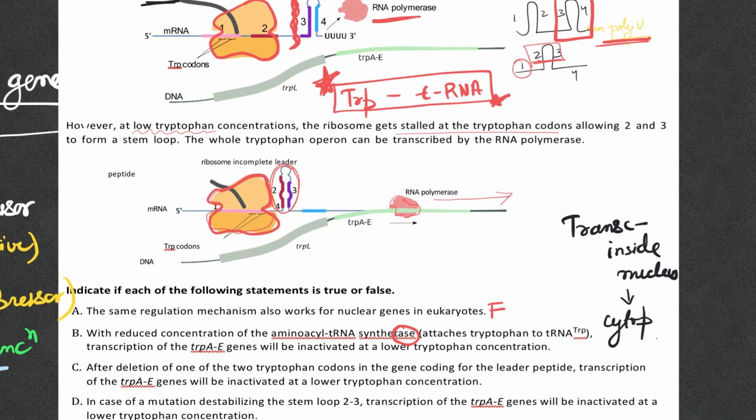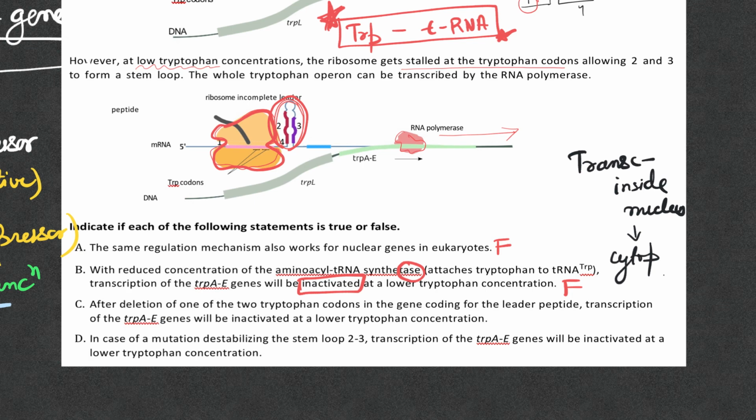If it is waiting for it, 1 will be busy, 2 and 3 will form a complex, and the 3-4 complex will not be formed. That means the biosynthesis can proceed. It will not be inactivated. The synthesis will proceed. Okay, clear enough?